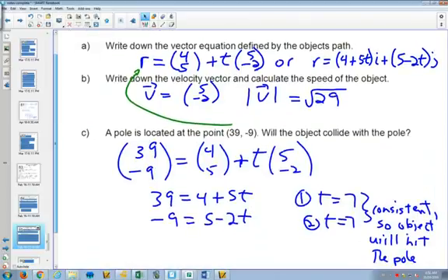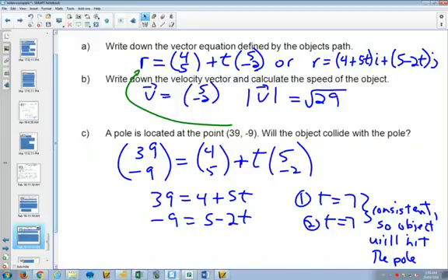So when we set that up and we solve for t in the first equation, we find out that t is equal to 7. And when we solve for t in the second equation, we find out that t is equal to 7. So since that's consistent, at 7, is it seconds in this one? Yeah, at 7 seconds, it will hit the pole.